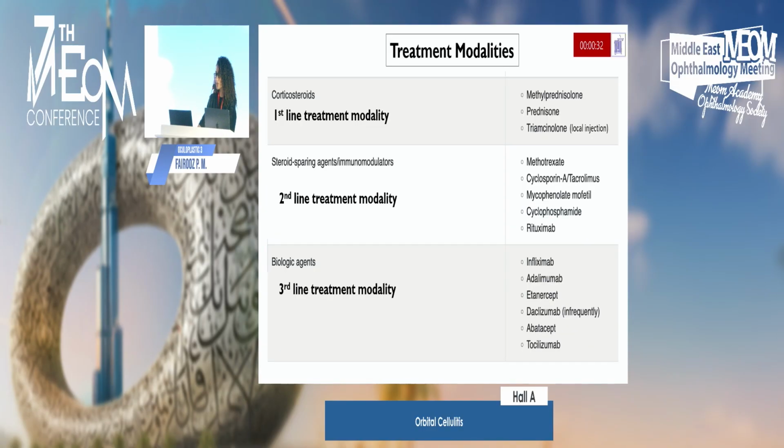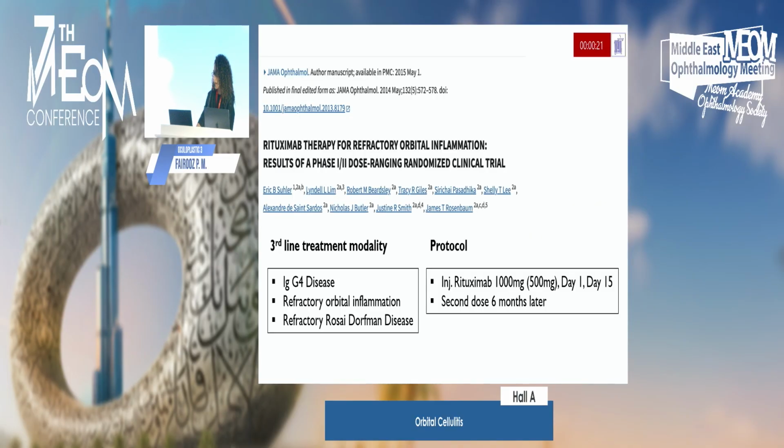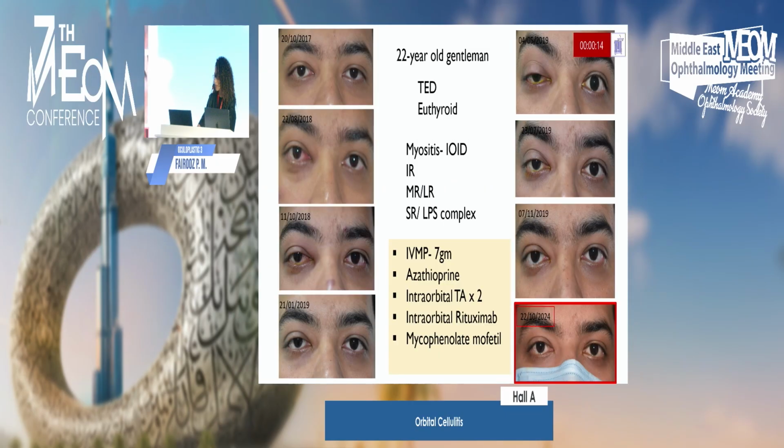So we have the first-line treatment modality, as I told you, steroid, and second-line treatment modality. These are the preferable drugs that we have, and also biological agents are considered as a third-line modality. Rituximab really plays a role in orbital inflammation, whether it's specific or non-specific. The only challenge as an orbital surgeon and orbital specialist that we face is the recurrence of these inflammations. So this patient had multiple recurrences, and finally he settled with rituximab and mycophenolate mofetil.